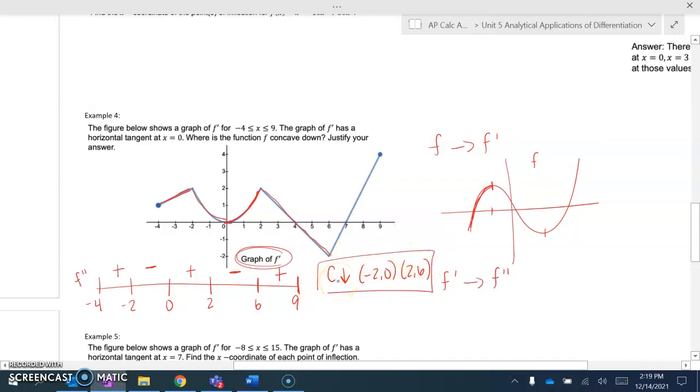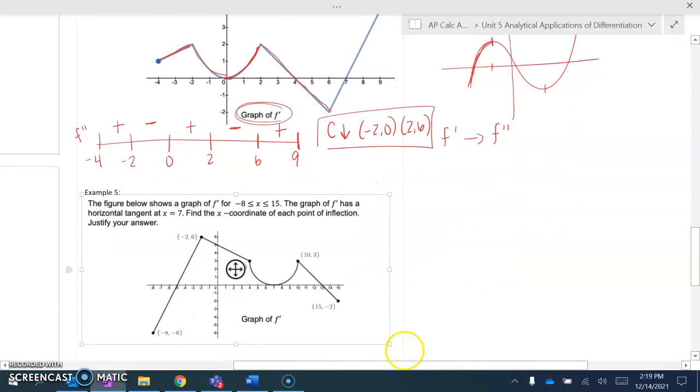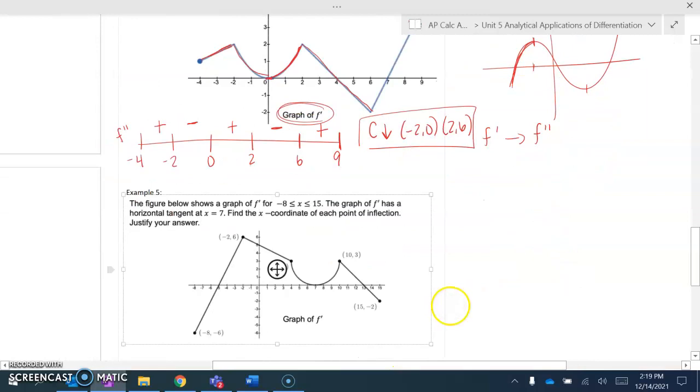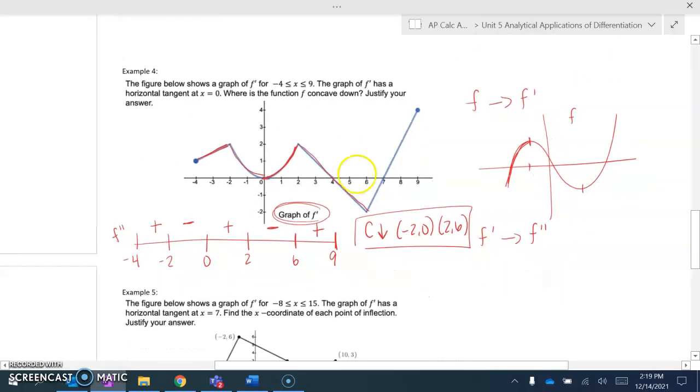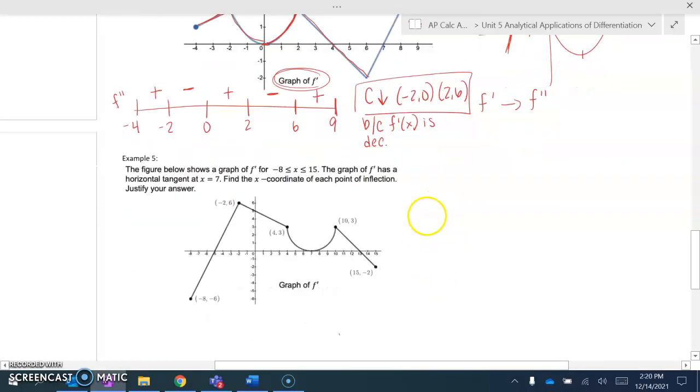Now for your justify, they gave us f prime. So I had said yesterday, you kind of want to reference what they give you in your justification. So I would say, because f prime is decreasing, wherever f prime is decreasing or has negative slope, we are going to be concaving down, and f double prime will be negative. Okay, let's take a look at another one.